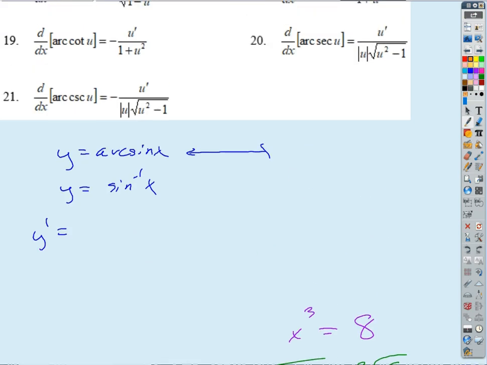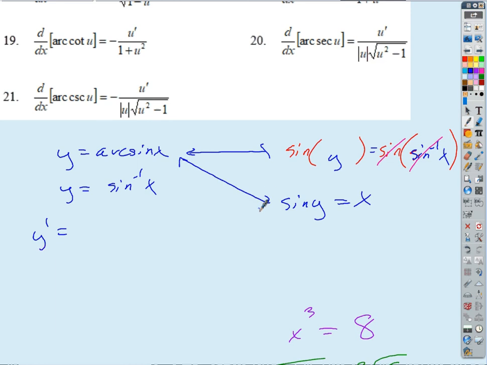Okay? So if we take the inverse of both sides, what's that going to do? We end up with the sine of y equals sine of inverse sine of x, and the sine and the inverse sine undo each other, right? And so what we end up with then is sine y equals x. That's the equivalent way of writing this, with a sine instead of an inverse sine, right?